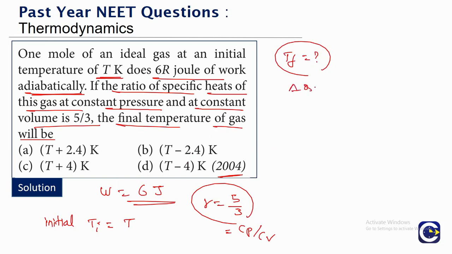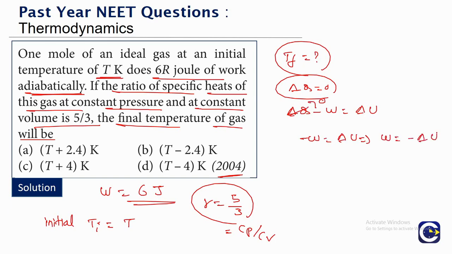Adiabatic means delta Q will be simply 0. What is the first law of thermodynamics? Delta Q minus W is equal to delta U, right? Delta Q 0 means minus W is equal to delta U. Otherwise, W is equal to minus delta U. Minus delta U means minus n Cv delta T.